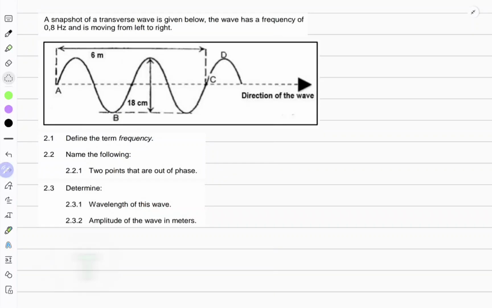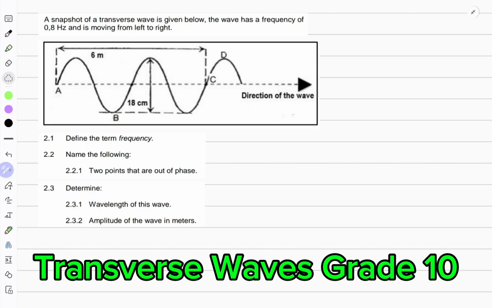Today we're going to look at transverse waves. So let's go through the scenario together. It says a snapshot of a transverse wave is given below. The wave has a frequency of 0.8 Hertz and is moving from left to right.